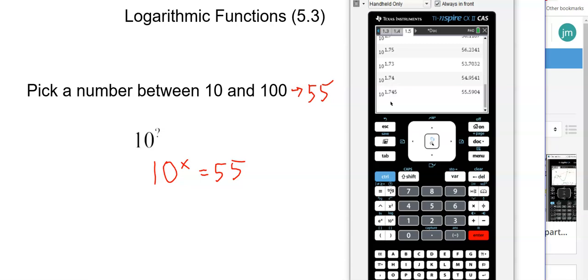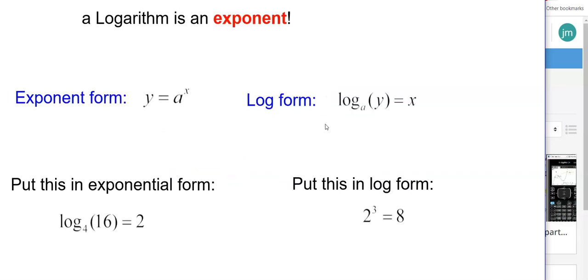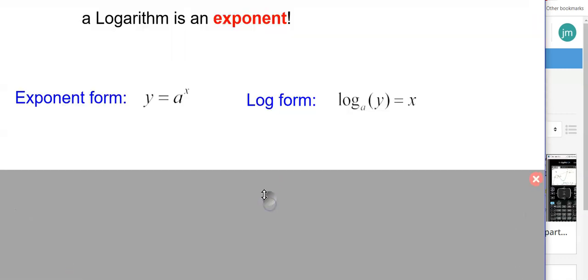So we have to use something called logarithms to solve this problem. We'll learn how to solve problems like this and get exact answers, at least in terms of log. So first you have to be able to switch forms. The big concept here is that a logarithm is an exponent. Exponent form is y equals a to the x. Log form of the same problem, just a different form, would be log base a of y equals x.